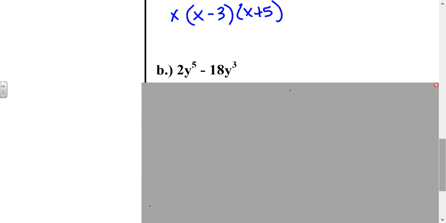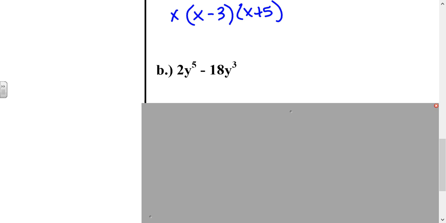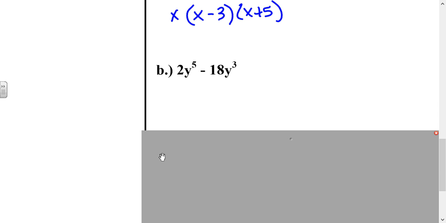So here we have 2y to the 5th minus 18y cubed. So first, remember, we always have to check for what? The greatest common factor. So what would be the greatest common factor of these two terms? Well, I can see that I can divide both numbers by 2, and then they both have y's, so I need to figure out what's the greatest number of y's that I could take out.